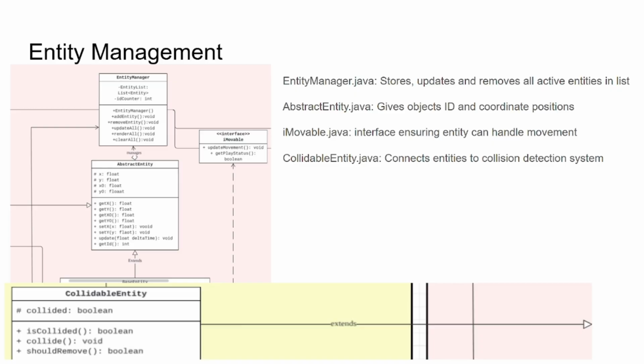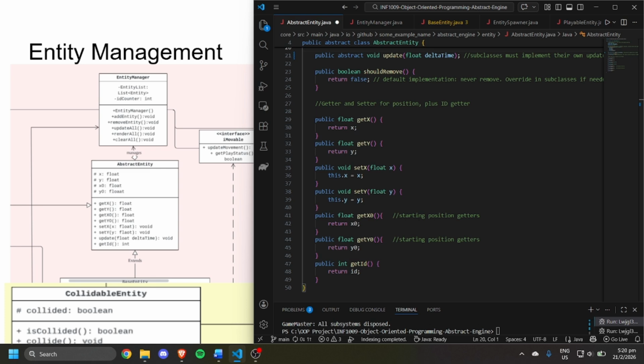Now I will be giving an overview of our entity management. We begin at the foundation with abstractEntity.java. This class uses abstraction to define what every object is, a unique ID and a set of x and y coordinates. It also forces every subclass to implement its own update logic.